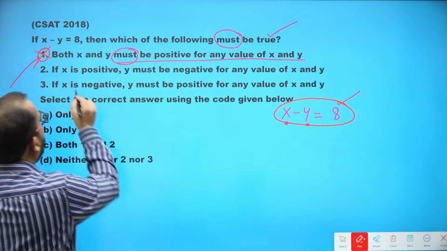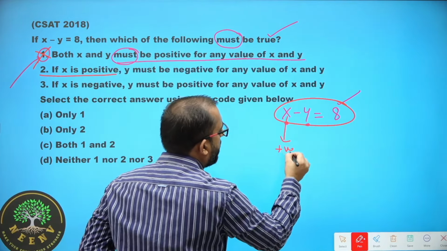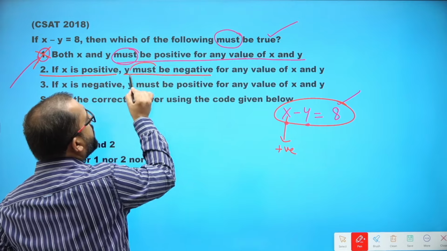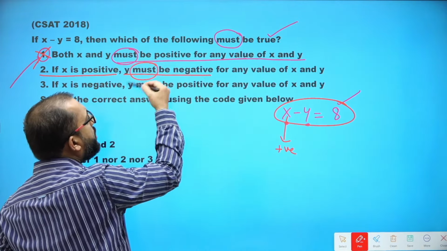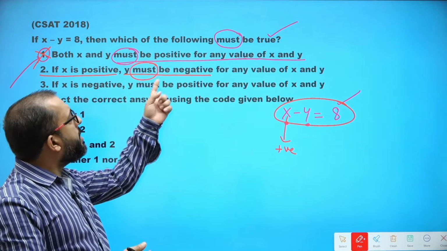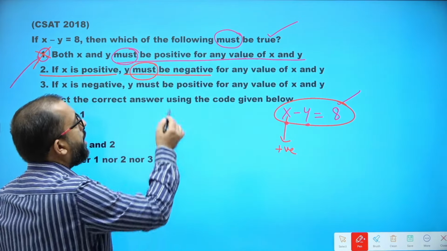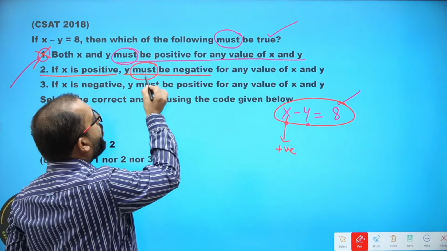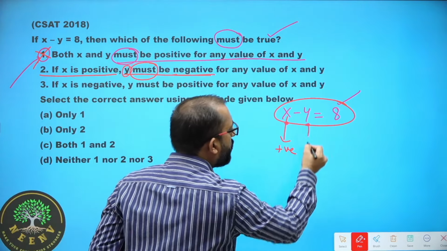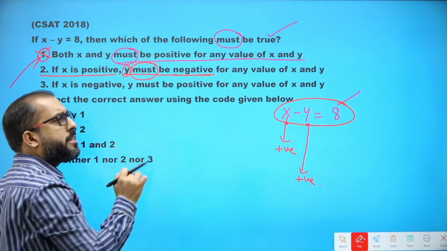It says if x is positive, then y must be negative. Now over here must is written. So we have to find out one such assumption which will be just opposite of this given thing, and will justify my given condition. So over here the examiner is saying y must be negative, so I'll find out a value of y that is positive so that I can negate this thing easily.